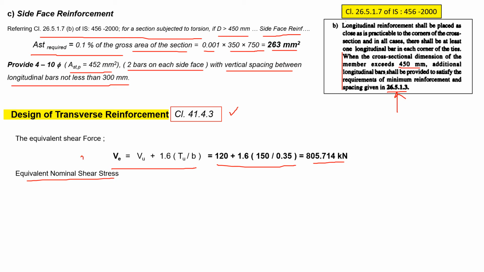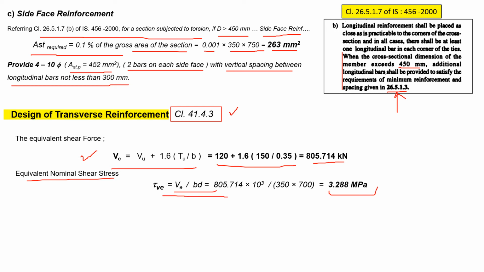Accordingly we can calculate the equivalent nominal shear stress. In the previous step it was force, now we have to calculate the tau value, that is shear stress. So tau VE, the equivalent shear stress, is equal to VE upon bd. After doing all the calculation, we get tau VE equal to 3.288 MPa. As per the codal guideline, the section is exposed to this much shear stress.